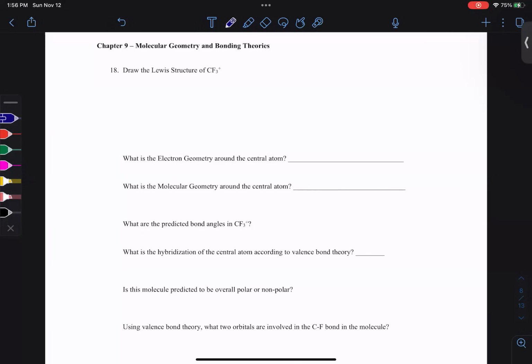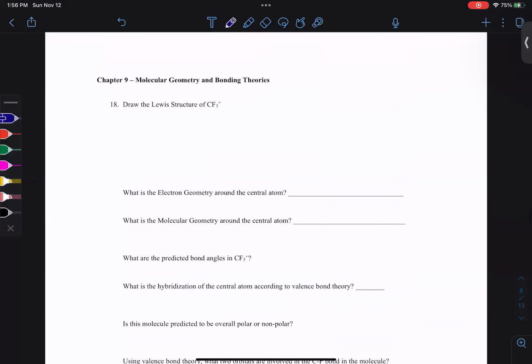So let's draw the Lewis structure of CF3+. There are 6 steps to drawing a Lewis structure, and if you memorize and do those 6 steps, you will always be right. The first step is to count the number of valence electrons of the atoms that are present. The second step is to adjust for charge if there is any. In CF3+, there is a charge, so we adjust for it.